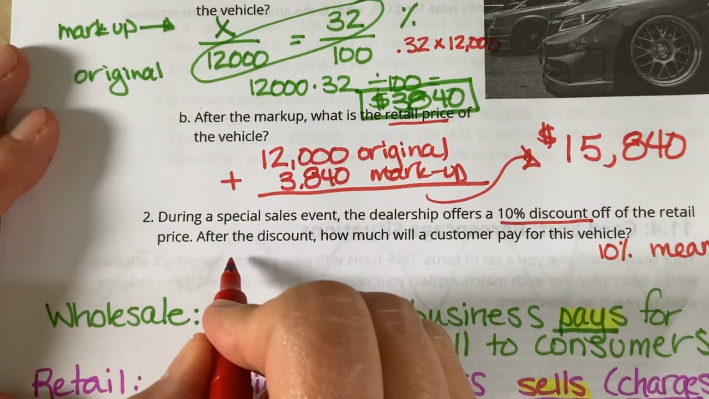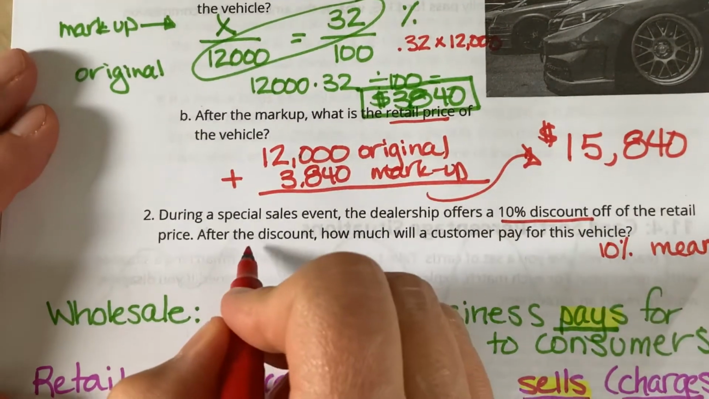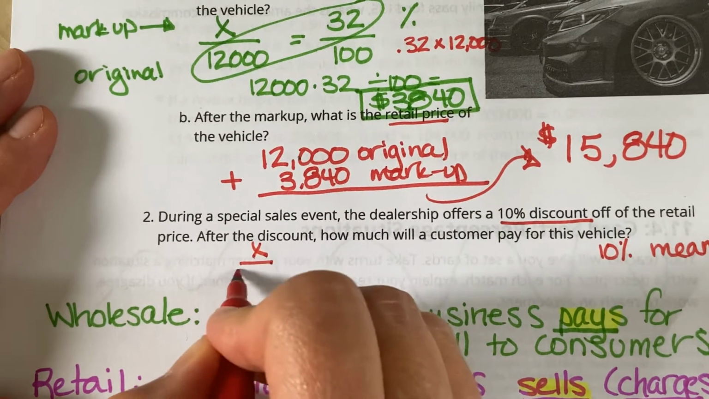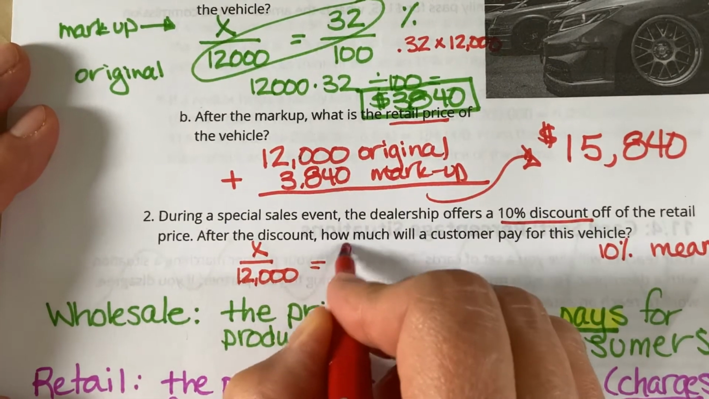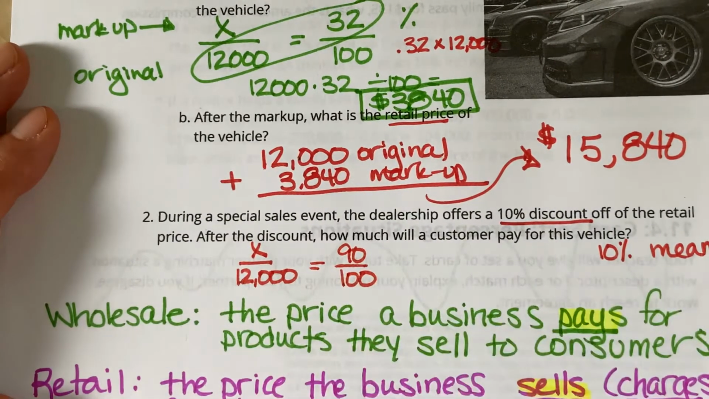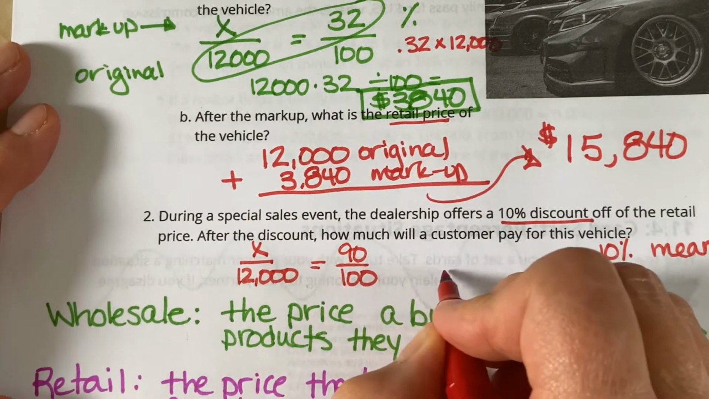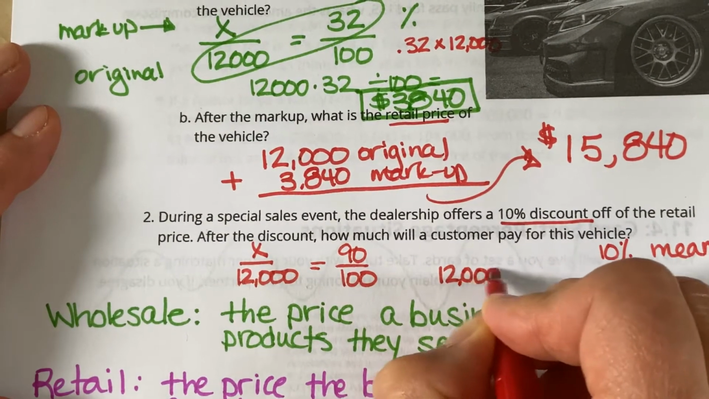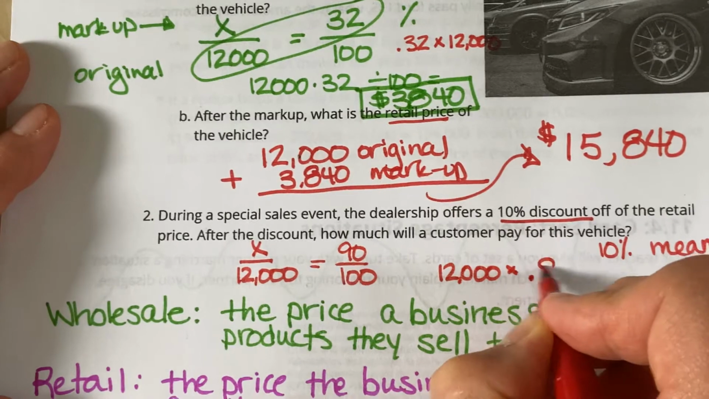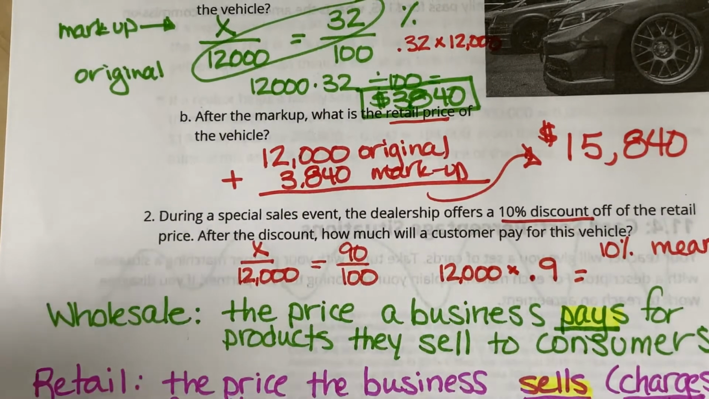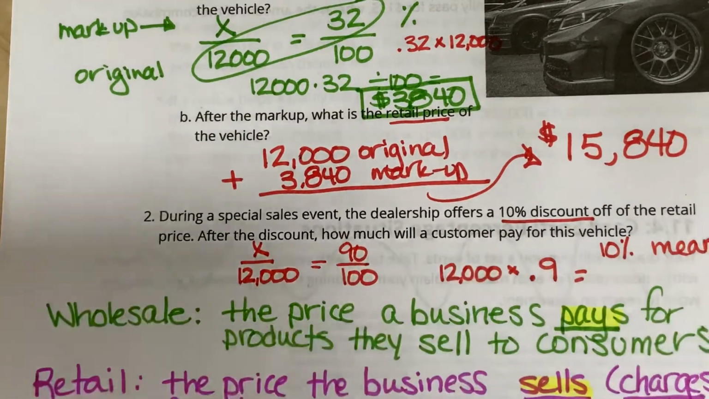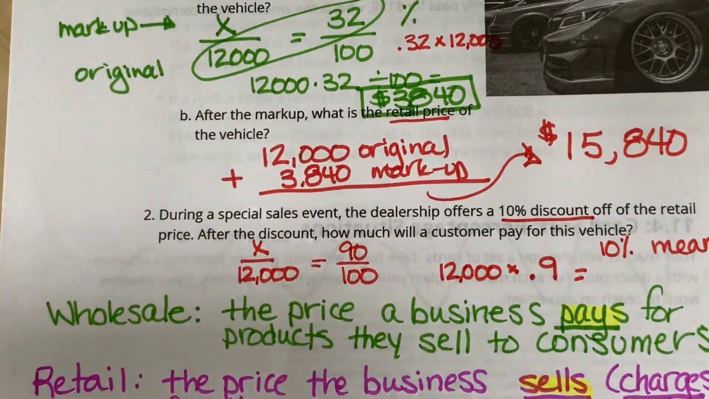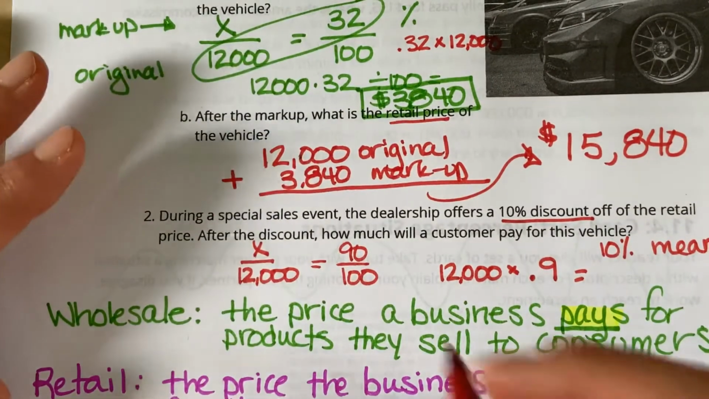So if I figured out how much I would pay over 12,000, always the original goes on the bottom, is equal to 90 over 100. And again, I could do it this way, or I could do 12,000 times 0.9. Both are going to give you the same answer. So I did 12,000 times 90 divided by 100. I get 10,800, okay?